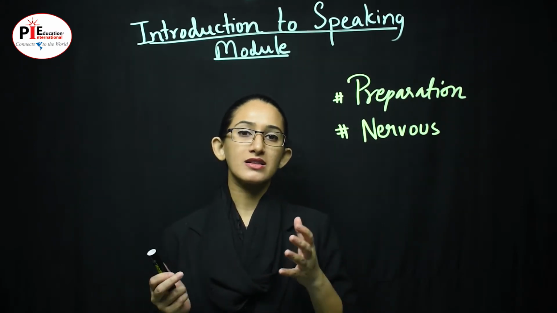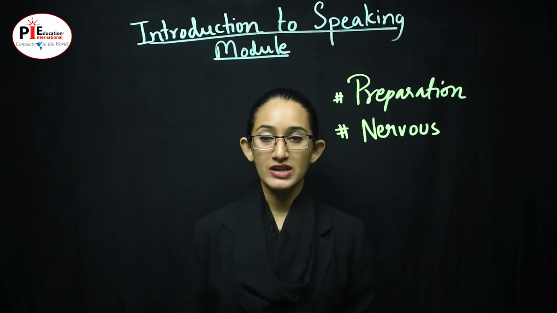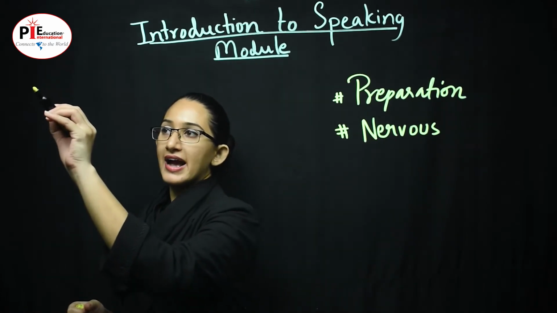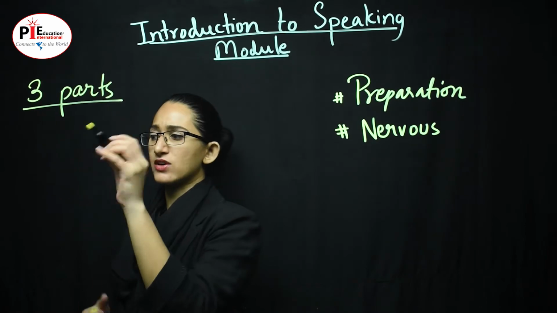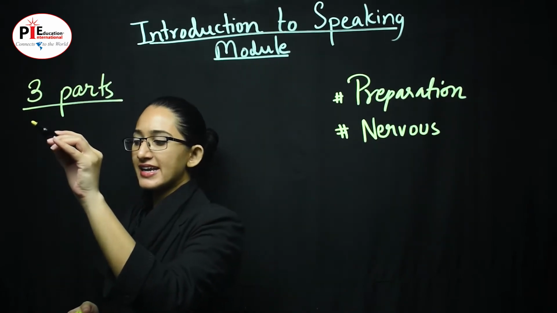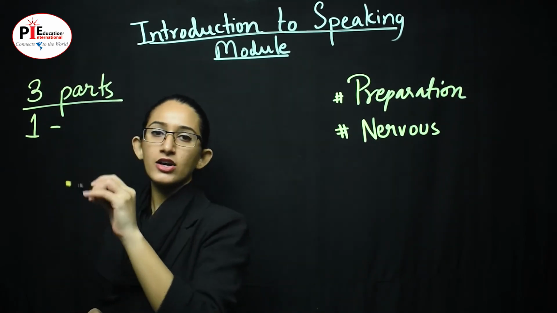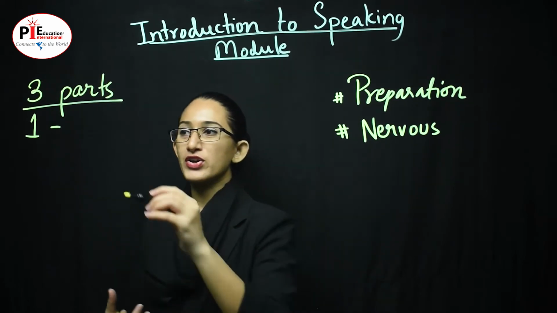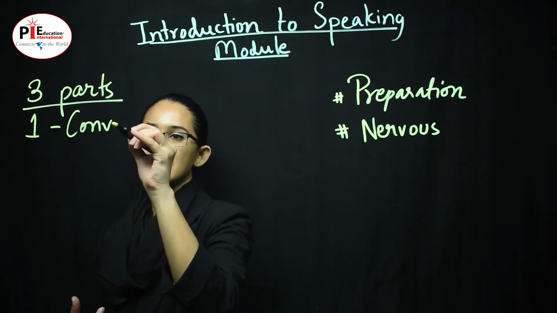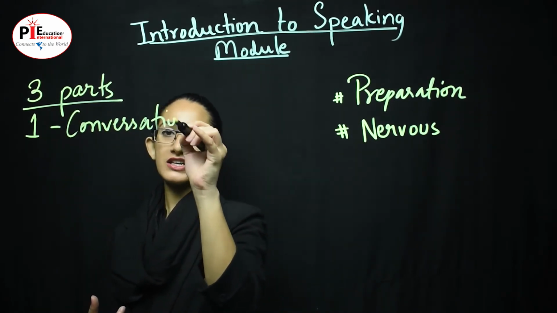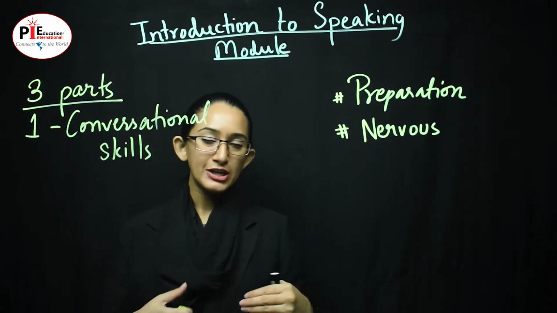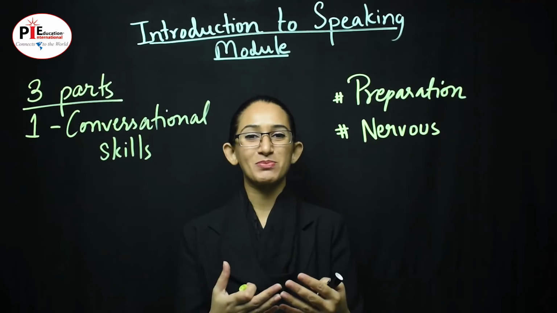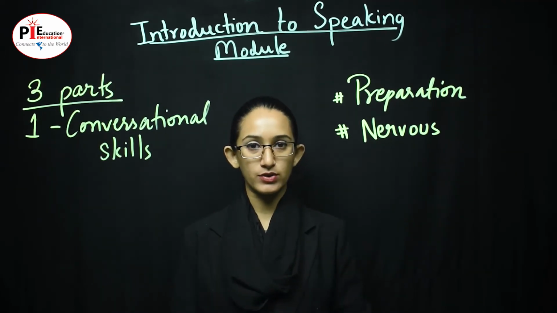So what are the parts of the speaking module? In the speaking test, you will have three different parts. Let's take a look at what these different parts are. In your speaking part 1, you will be tested on your conversational skills. So by conversational skills, we mean your ability to communicate with another person in the English language.